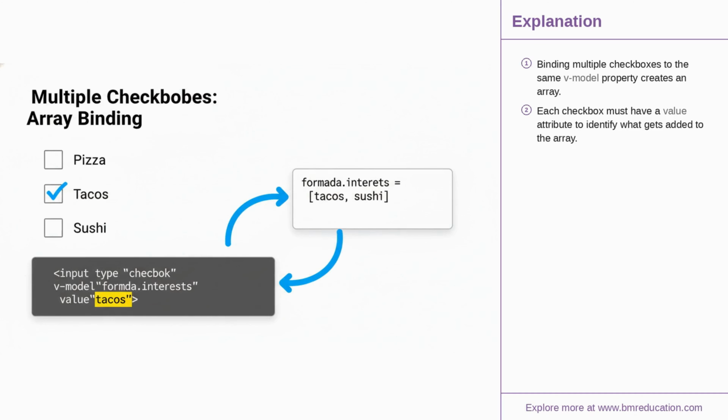But what if you want to collect multiple choices, like a user's interests? By using v-model on multiple checkboxes that point to the same data property, Vue will automatically bind them to an array. Checking a box adds its value attribute to the array, and unchecking it removes that value. This makes collecting a list of selections effortless.